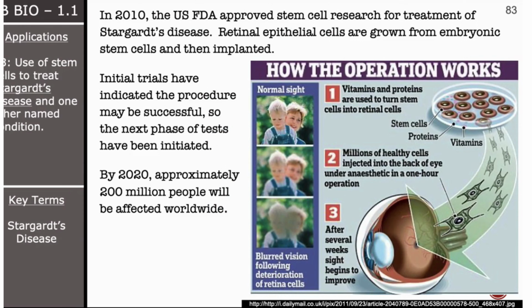So in 2010, the US FDA approved stem cell research for treatment of Stargardt disease, and retinal epithelial cells are grown from embryonic stem cells and then implanted. Initial trials have indicated the procedure may be successful, so the next phase of tests has been initiated. By 2020, approximately 200 million people will be affected worldwide.